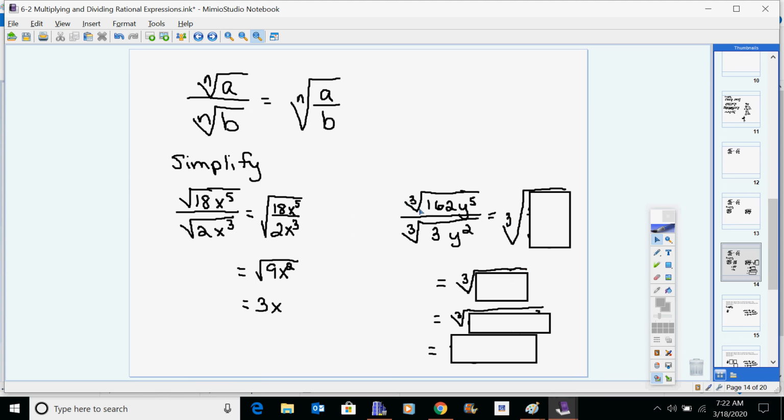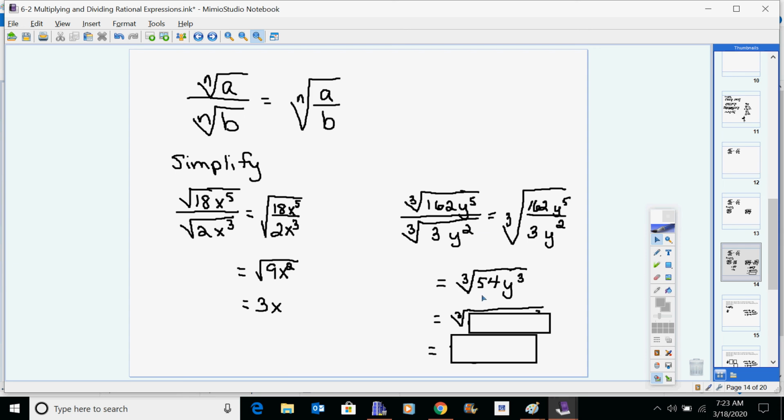Now, when we do the cube root, when we do the index of 3, once again, it's the same process, but you've got an index of 3. So we'll bring over our 162. 162 is divisible by 3. When you divide that out, you get 54. And the y to the 5th over y squared. Remember, like bases, subtract exponents for dividing, and we end up with y cubed.